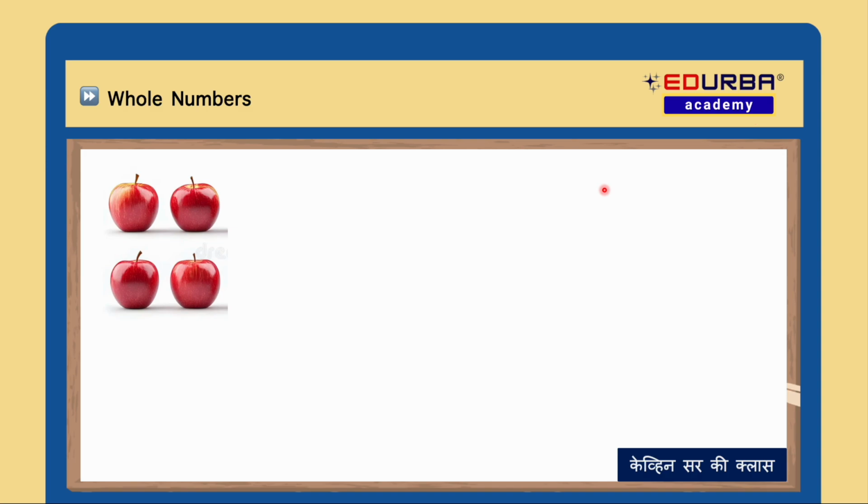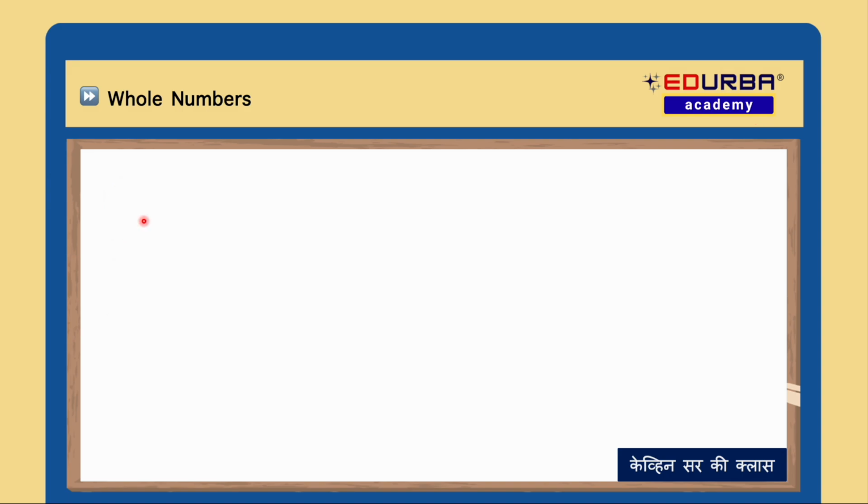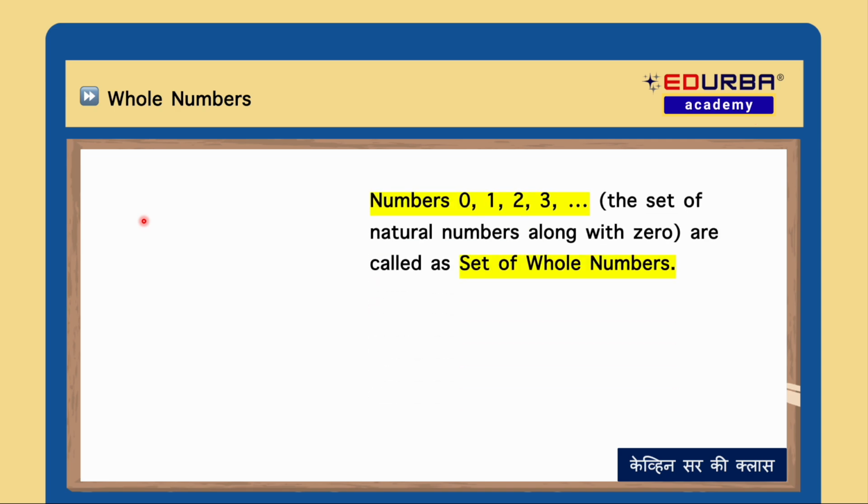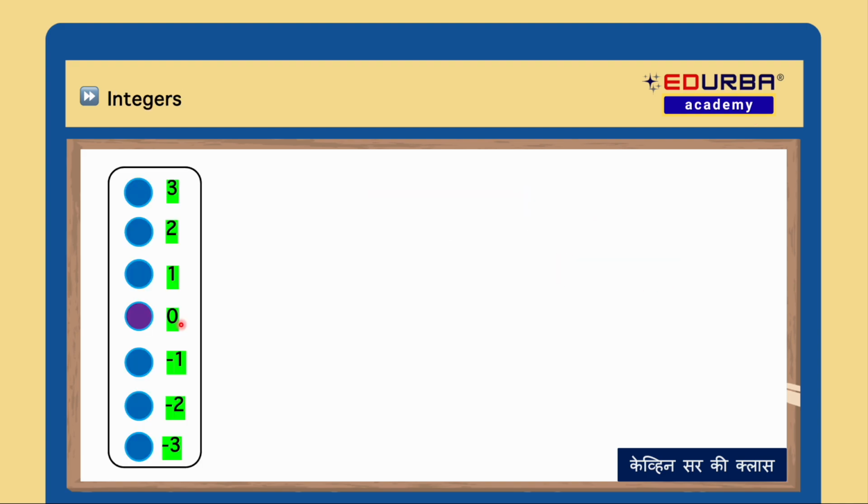Now on my screen I have 4 apples, 2 in first row and 2 in second row. I can count them using counting numbers or natural numbers which start from 1. But what if I eat them all? Now how many apples remain? Literally nothing. We show nothing by using number 0. So when we add 0 to the natural numbers, we get whole numbers. So numbers ranging from 0 to infinity are called as whole numbers. Now sometimes we need to use 0, positive and negative numbers to explain few things.